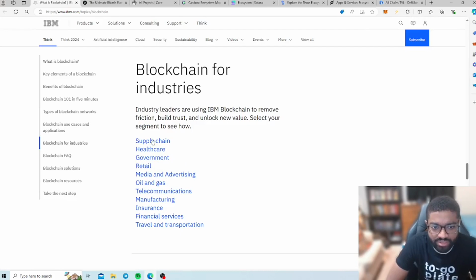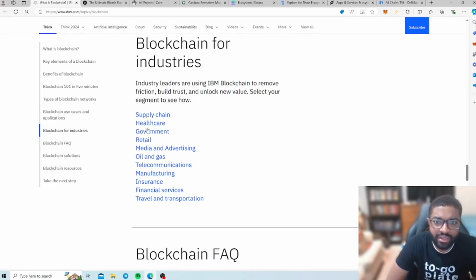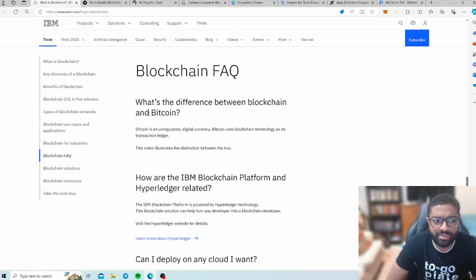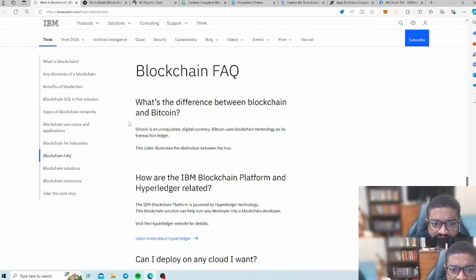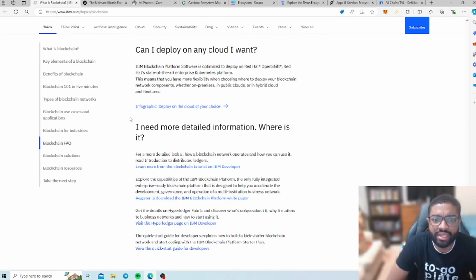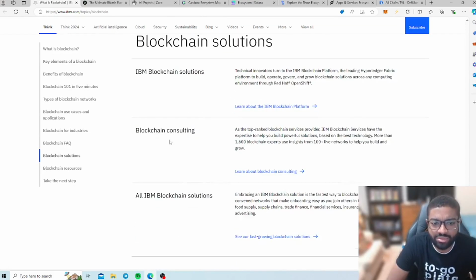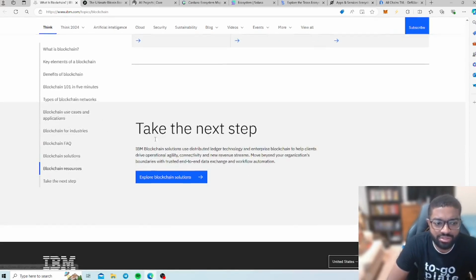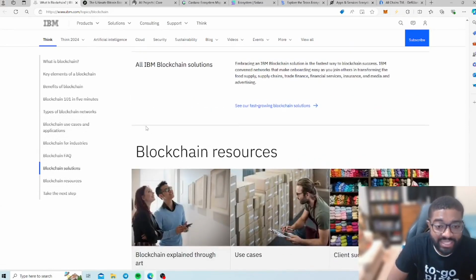So but let's keep going. These are all the industries, like I said before, and there are many other industries where blockchain can be used. So let's look into some of the FAQs, and then we're going to go through the rest of this article. What is the difference between blockchain and Bitcoin? Bitcoin is an unregulated digital security. Bitcoin uses blockchain technology as its transactional ledger. And then, can I deploy any cloud I want? We're just going to go through some of these different things. They have some resources, and you can also just take the next step. But let's look into some blockchain ecosystems.